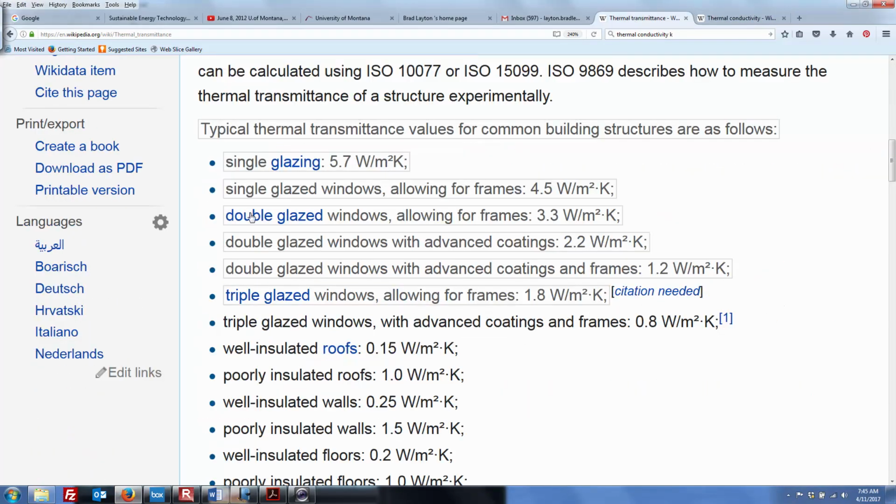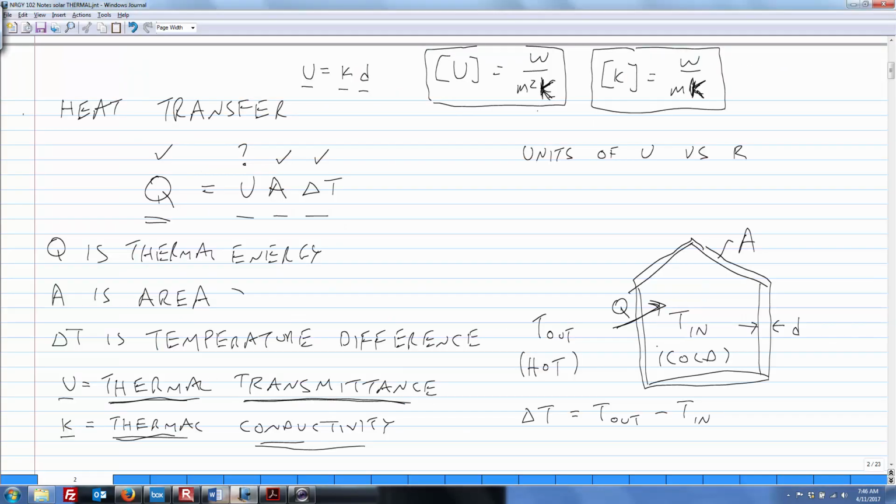So this is glass at 5 watts per square meter per Kelvin. If you have a roof that is very well insulated, this number is lower. This number is much lower. In general, this is a good thing, and you can see that typically if we have a window, this is going to have a relatively high U value, and heat will flow in much more quickly.